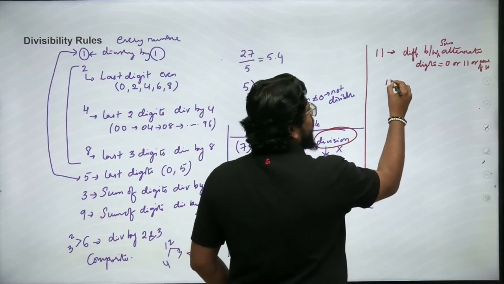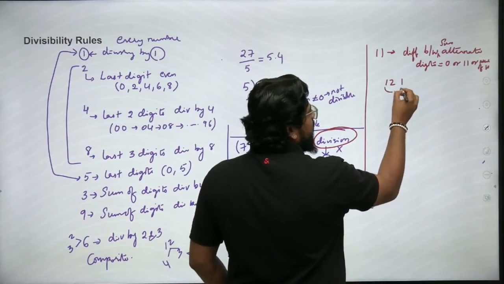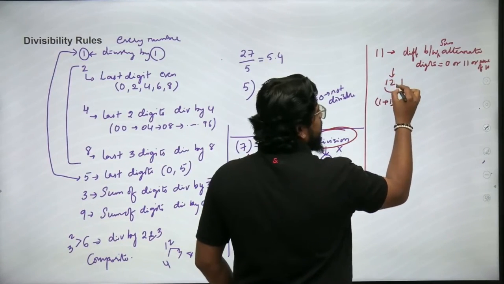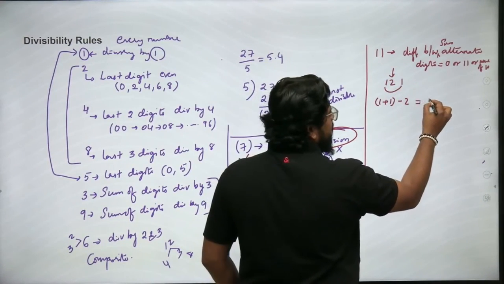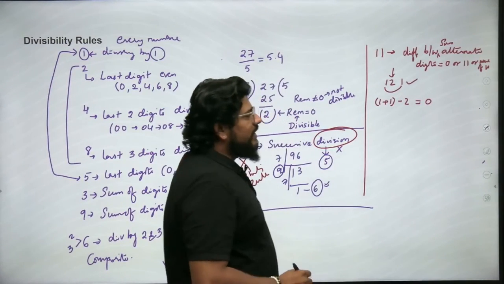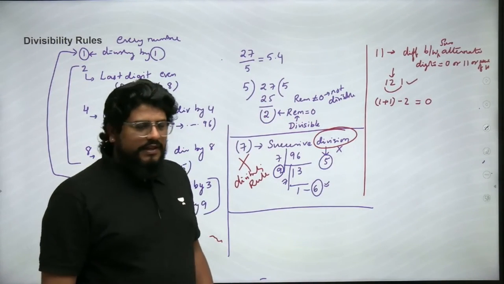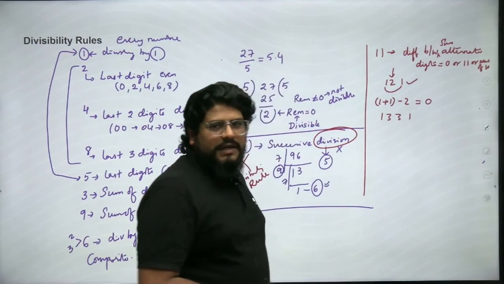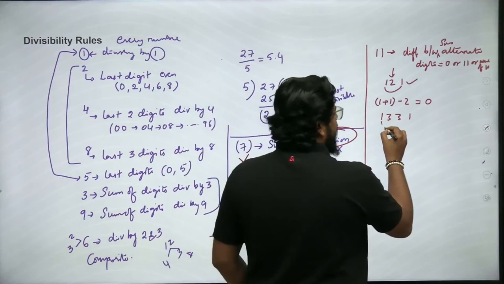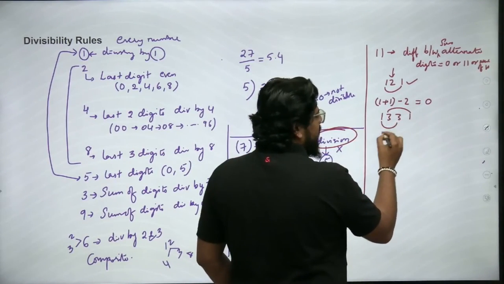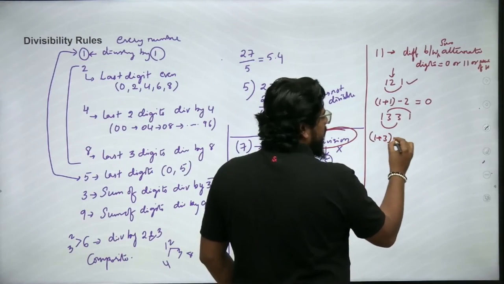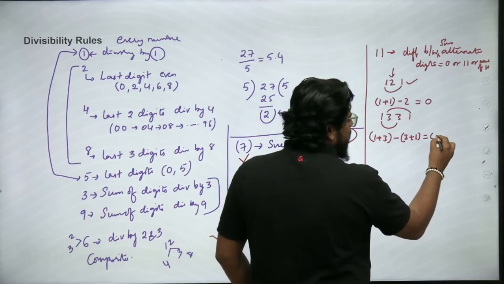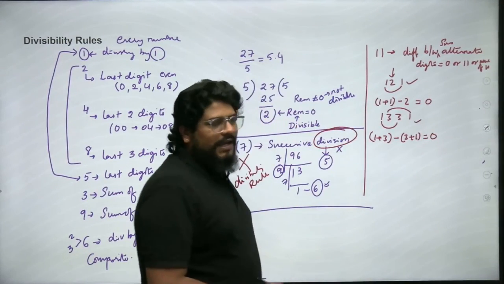For example, let's take 121. What are alternate digits? 1 plus 1, and its difference with the alternate digit 2, which is 0. Hence, 121 is divisible by 11. If I say 1331, is it divisible by 11? How do we check? We need to take alternate digits. Alternate digits is 1 plus 3 minus 3 plus 1. So, 4 minus 4, 0. Hence, even this is divisible by 11.